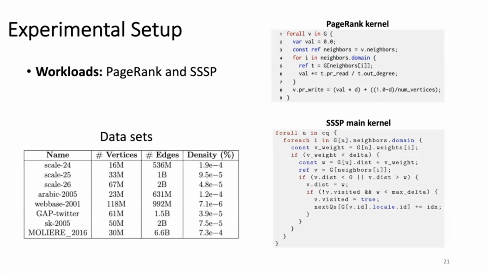They use all the productivity features that a language like Chapel provides. And then we have the data sets we ran on. These are the different graphs. The first three graphs there are from the Graph 500 benchmark, so they're synthetically generated. And then the remainder of the graphs are from the SuiteSparse matrix collection, and they are real graphs.